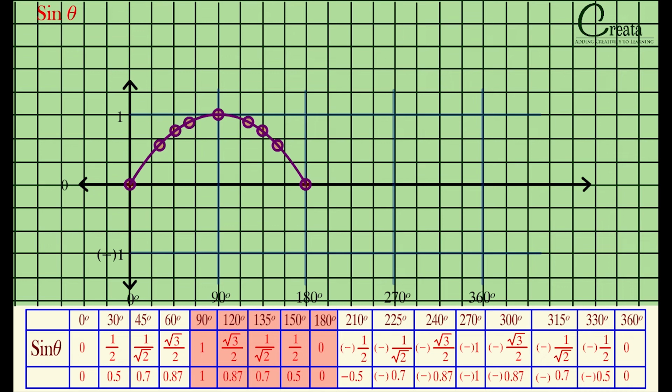Okay. Do the same thing for the third quadrant. The points will be -0.5, -0.7, -0.87 and -1. The graph here in the third quadrant is decreasing from 0 to -1. In the fourth quadrant, the points will be -0.87, -0.7, -0.5 and 0. Here the sine graph is increasing from -1 to 0. So this is the sine graph from 0 degree to 360 degrees.